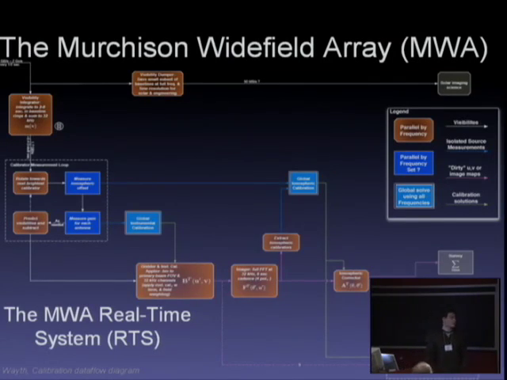Here's a block diagram of the RTS, the real-time processing pipeline for the MWA. I'm only going to spend a moment on the slide here, but we'll come back to it in later slides. I want to point out a couple things. One, this main data path in brown is parallel by frequency. We have visibility data generated by an FPGA correlator, not shown, streaming into the RTS, and we're processing 1,000 frequency channels.